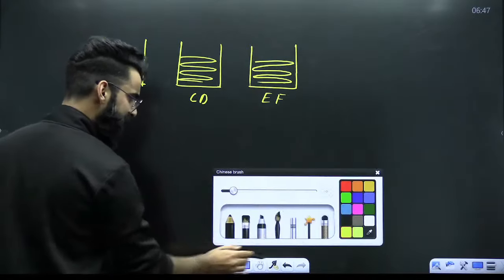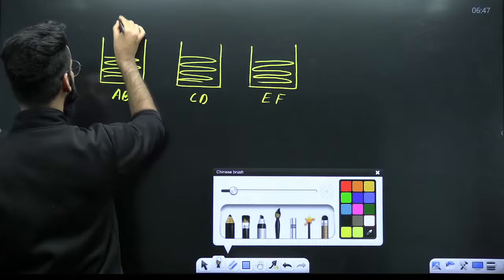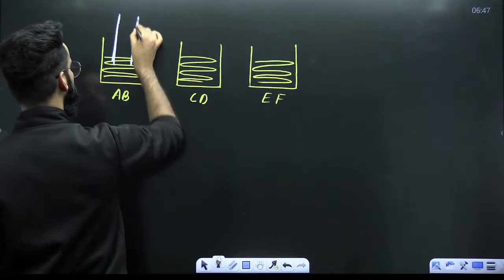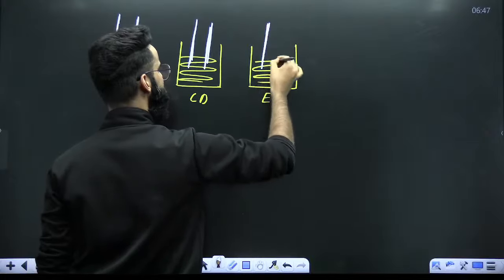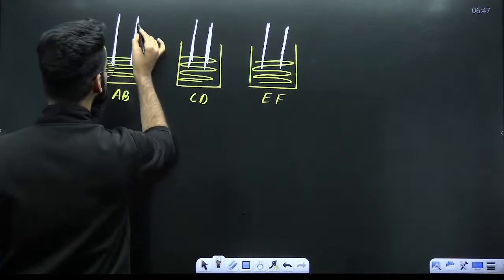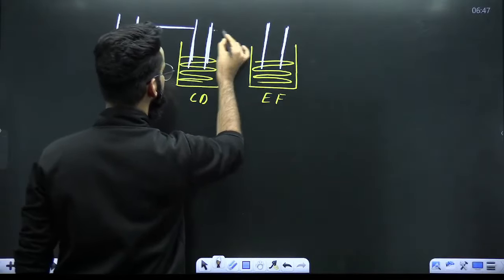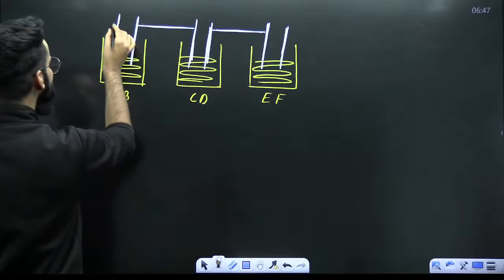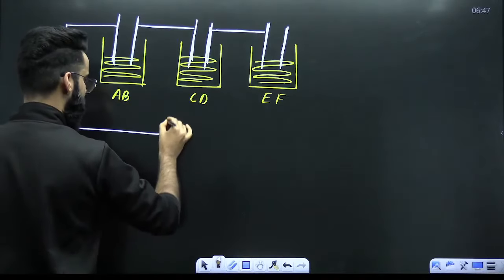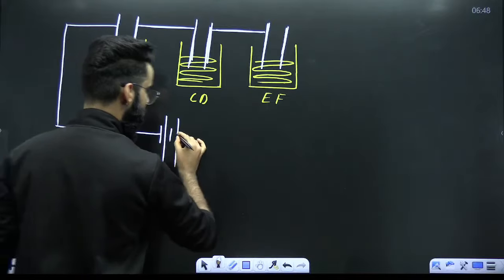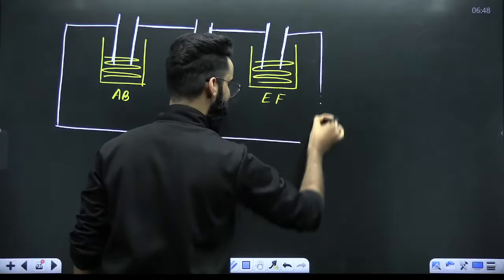Okay. Now, what exactly am I doing? Let's put the rods inside. These are the 2 rods in the solution, 2 rods in this particular solution, 2 rods in this particular solution, right? Let me connect these rods. And at the end, let me connect them with the external battery as well. I've connected them with the battery as well.